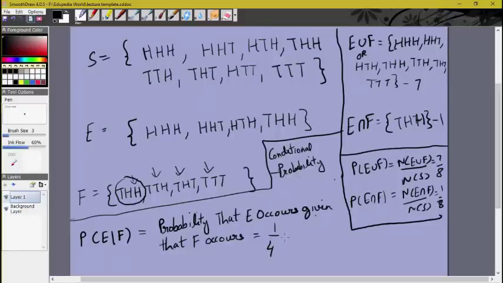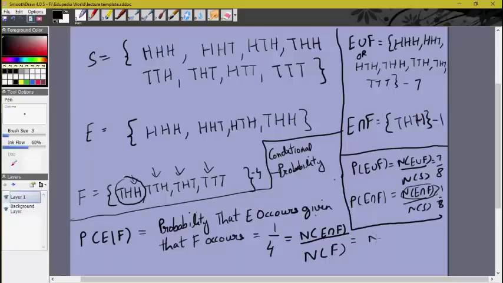This can be written in the more general form as the number of cases of E intersection F. So basically E and F both have to happen, but the denominator is different. Now the total sample size is not S, because we already know that F is happening. That means all 8 of these are not a possibility, only 4 are possible. So n of E intersection F we know is 1 and n of F we know is 4.